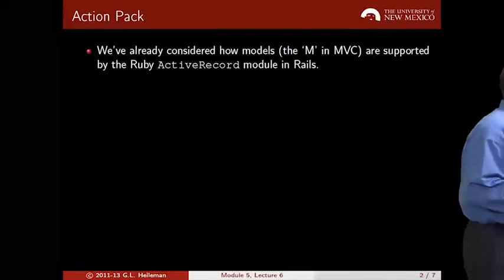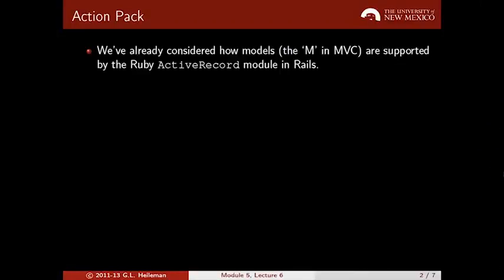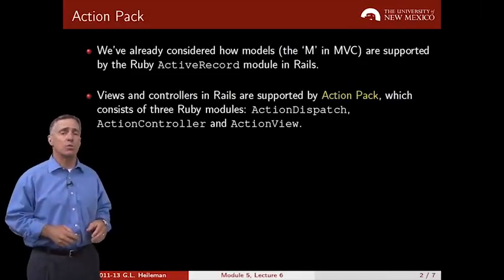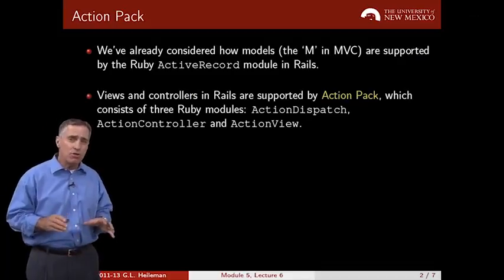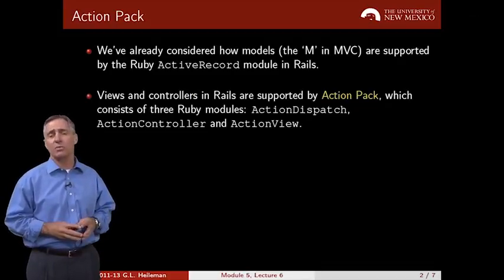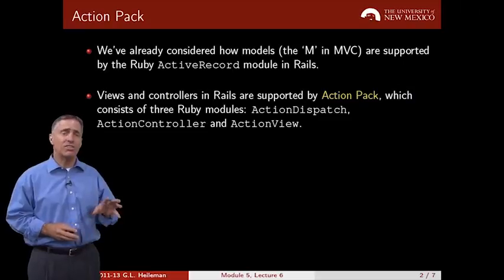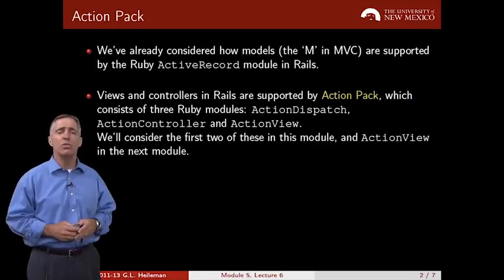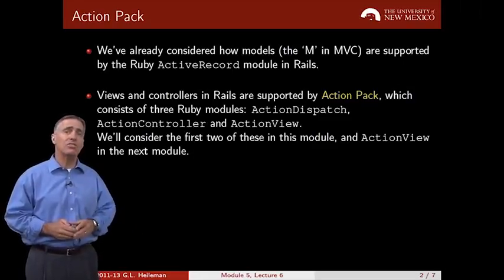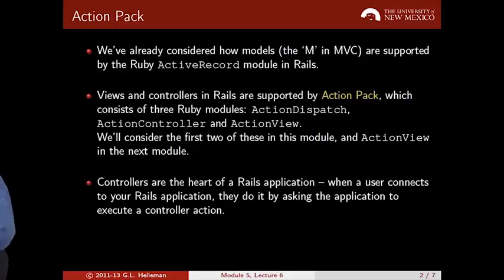Now, we've already talked about how models, in other words, the M in Model View Controller, are supported by the Ruby Active Record module. Active Record is embedded into Rails. Views and controllers in Rails are supported by something called Action Pack, and that consists of three modules: Action Dispatch, Action Controller, and Action View. We'll look at the first two in this module, and then we'll look at Action View in the next module.